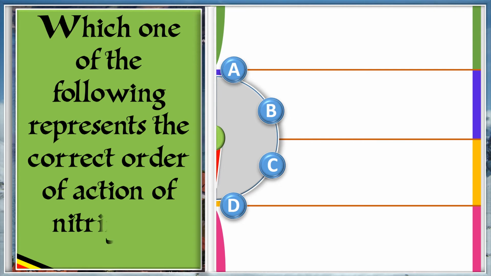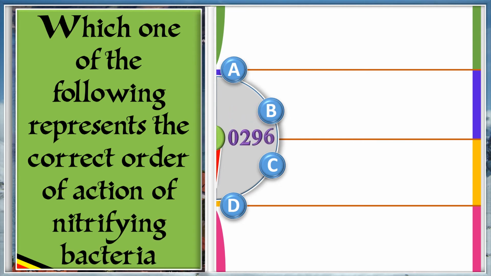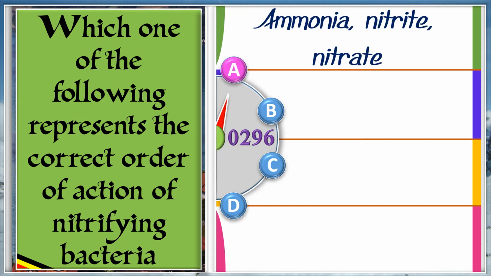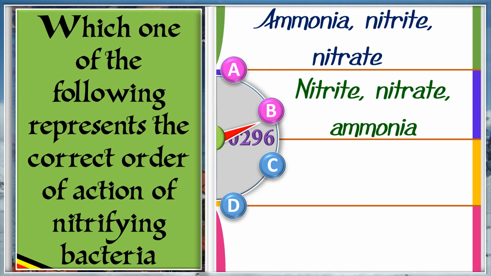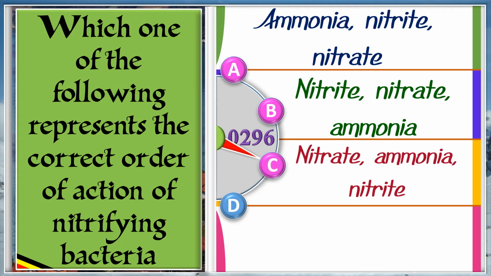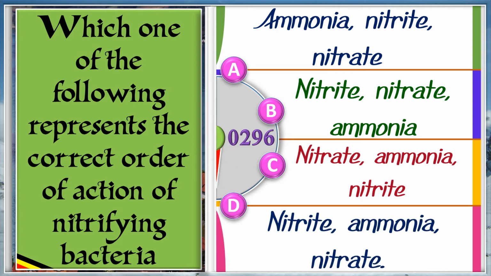Which one of the following represents the correct order of action of nitrifying bacteria? A, ammonia, nitrite, nitrate. B, nitrite, nitrate, ammonia. C, nitrate, ammonia, nitrite. D, nitrite, ammonia, nitrate. And the answer is A, ammonia, nitrite, nitrate.